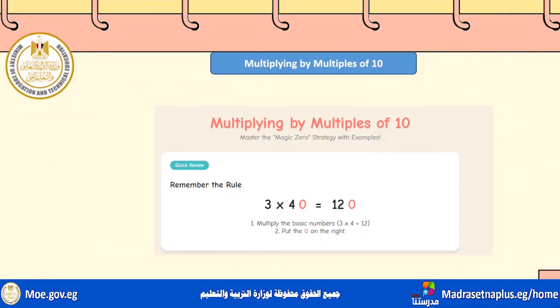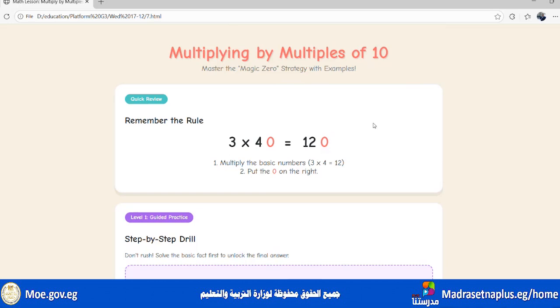Now, with the last part of our session, multiplying by multiples of 10. How to multiply a number by 10 or its multiples. Let's get it. Now we have 3 times 40. You should know some rules. First, multiply the basic numbers. That means multiply 3 times 4. 3 times 4 equals 12. Put 0 on the right. This is a way to multiply any number by multiples of 10.